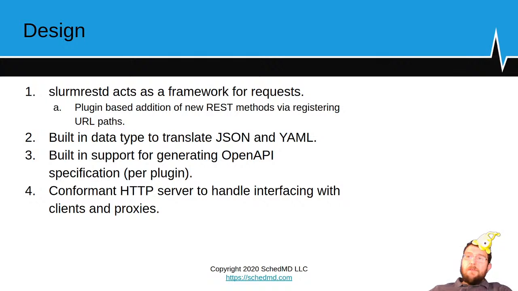JSON and YAML are currently built in and can be translated between natively. Per the OpenAPI standard, the OpenAPI specification can be generated and provided to any client that requests it.